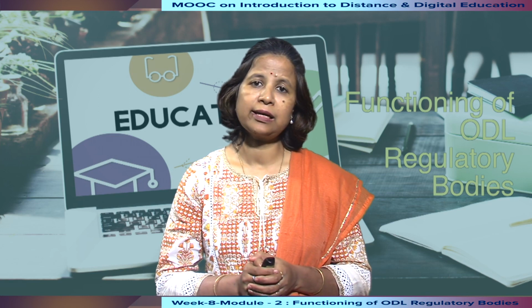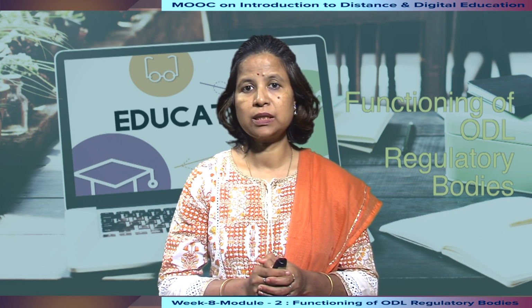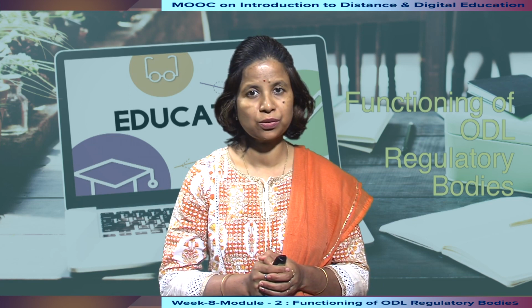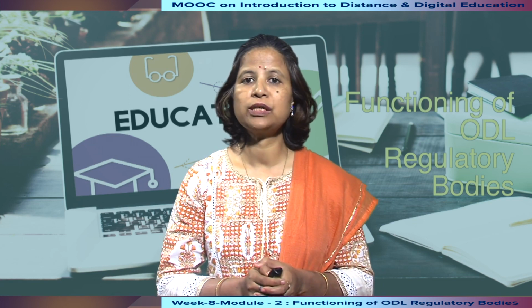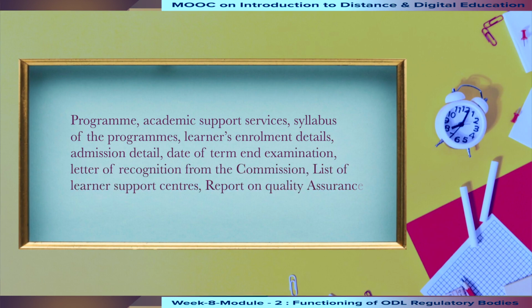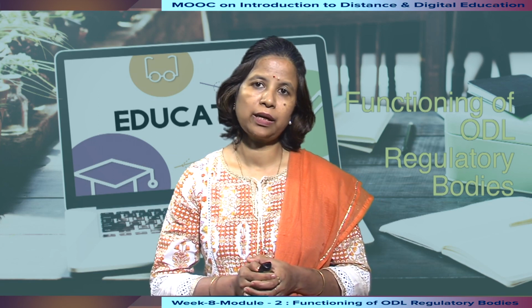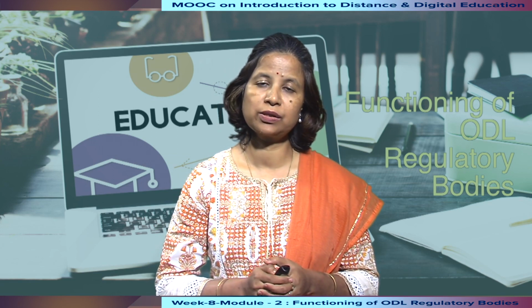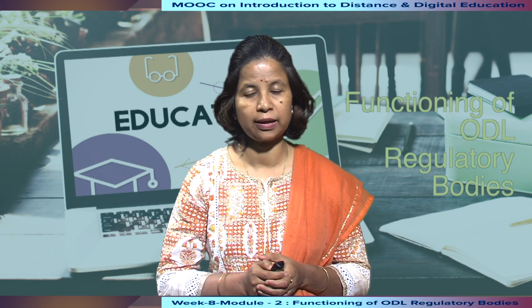Besides, maintaining transparency is another key factor as per UGC guidelines, where a higher education institution must disclose detailed information regarding program-wise enrollment, academic support services, syllabus of the programs, learners' enrollment details, admission details, dates of term and examination, letter of recognition from the Commission, list of learner support centers, report on quality assurance, etc. in their official university websites, which is mandatory in nature. There are some other important provisions of the regulation, the ODL Regulation 2017 as amended in 2020.